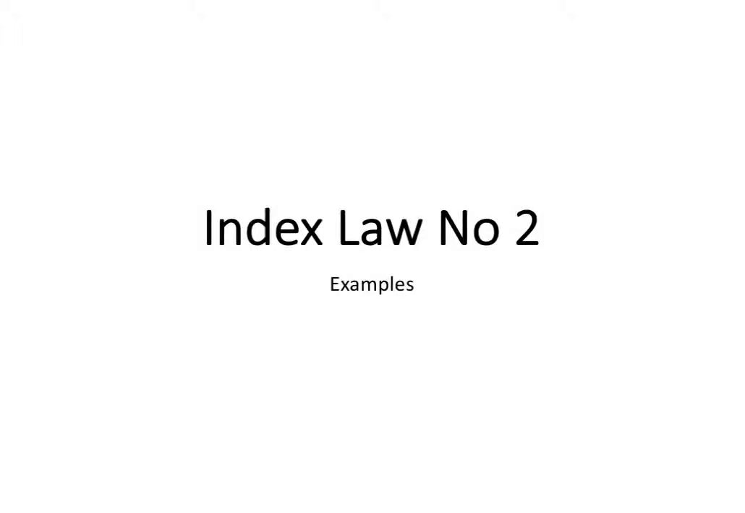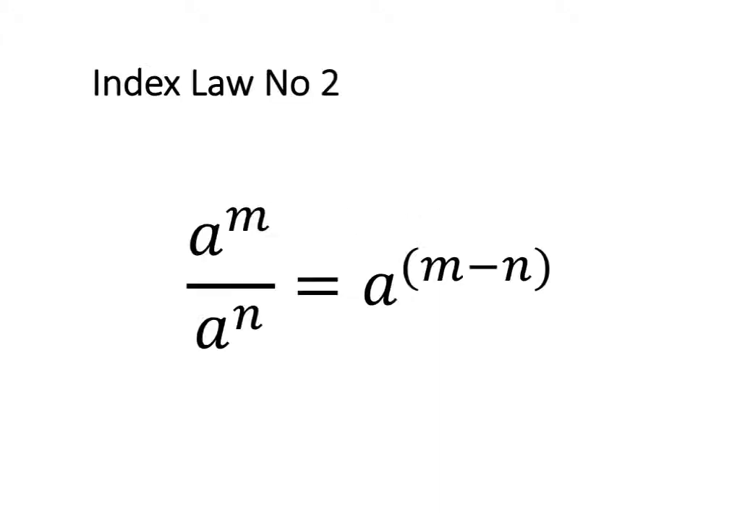In this video, we're going to have a look at some examples on how to simplify expressions using the second index law. The second index law is a to the power of m divided by a to the power of n is equal to a to the power of m minus n. So when you have the same base, you can then subtract your indices to be able to simplify it. That is how the second index law works.